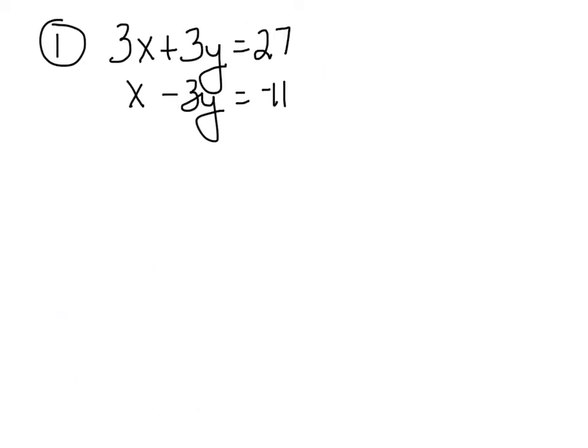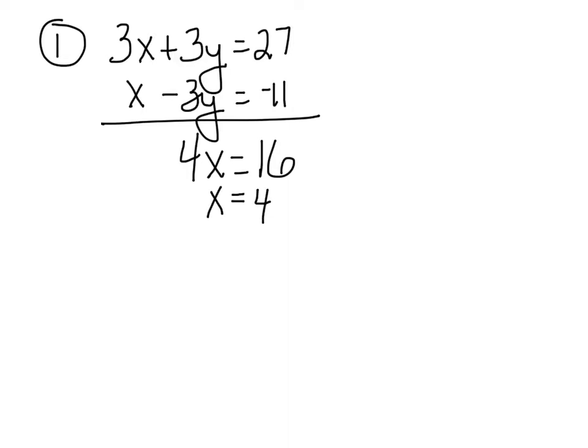Example number 1. Same thing. Step 1 and step 2 are already done for us. Add them together. What would you get? 4x equals 16. Divide by 4, x would be what? 4.